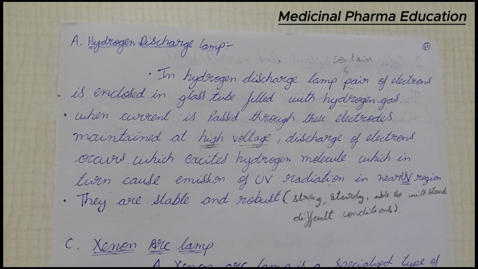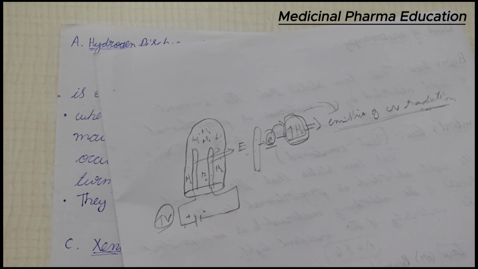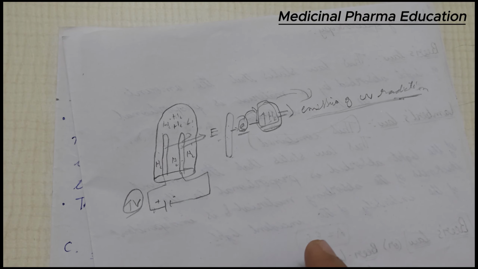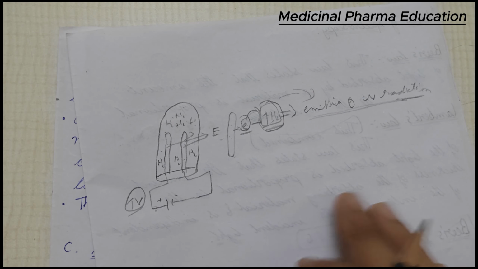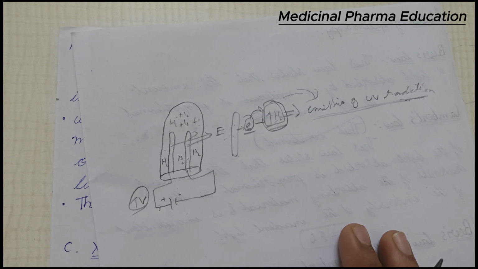I'll explain using a simple diagram, or else you can find this hydrogen discharge lamp diagram online, or else I will try to paste the diagram here. If possible, I will edit the diagram in here.